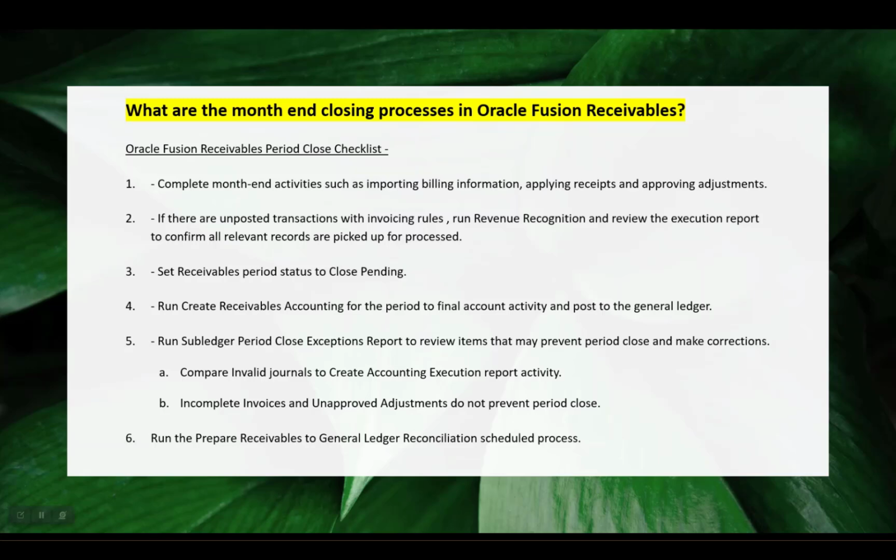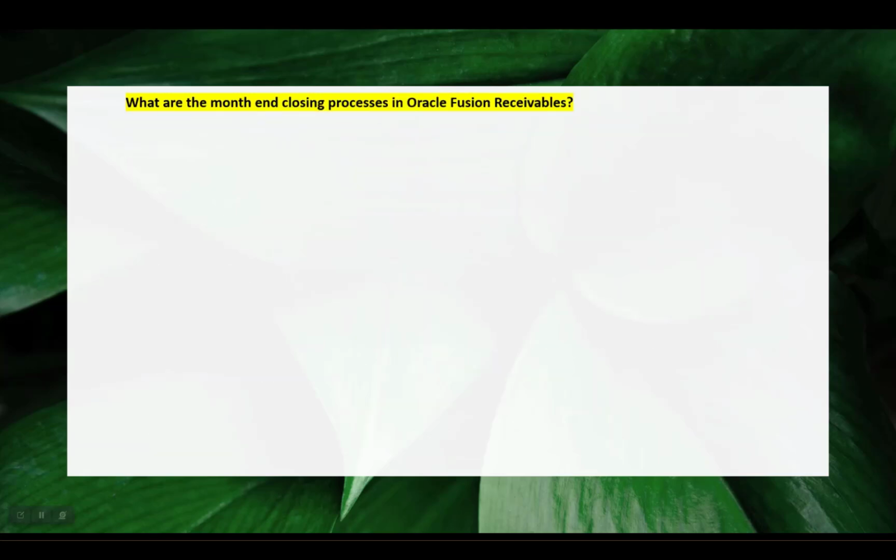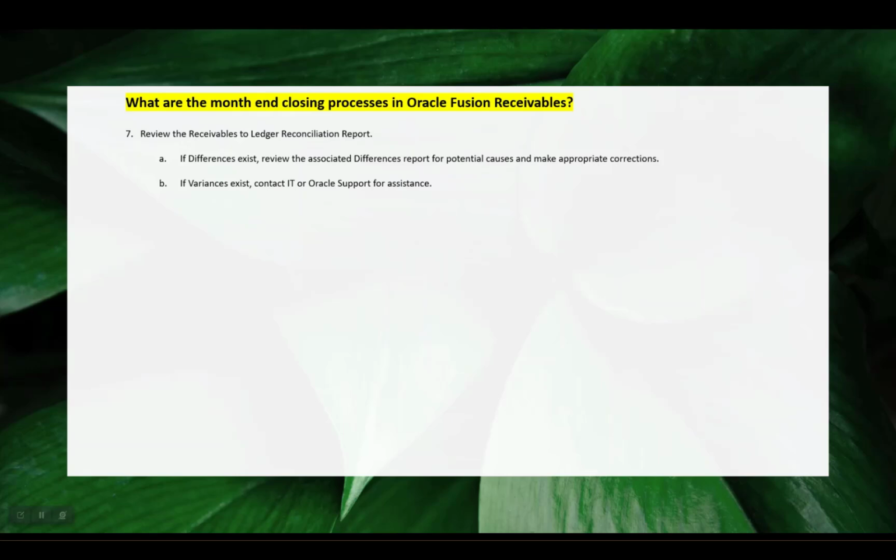Run the prepare receivables to GL reconciliation schedule process. Review the receivables to ledger reconciliation report. If a difference exists, you have to review the associated difference for potential causes and make appropriate corrections. If a variance exists, you have to contact Oracle support or IT, in case you find an inappropriate difference amount, or a difference amount you don't know the source of, or you tried everything but still find a difference and cannot resolve it. So the last solution is to raise an SR with Oracle support.